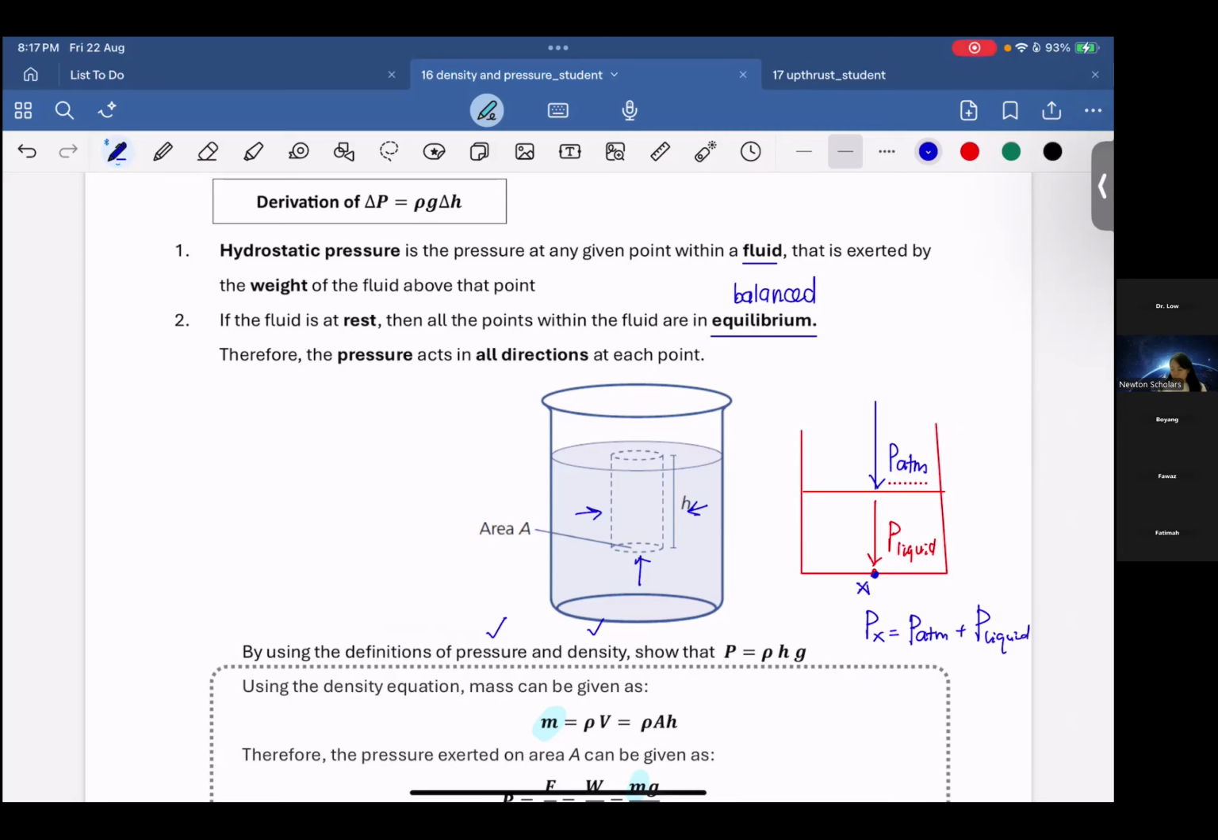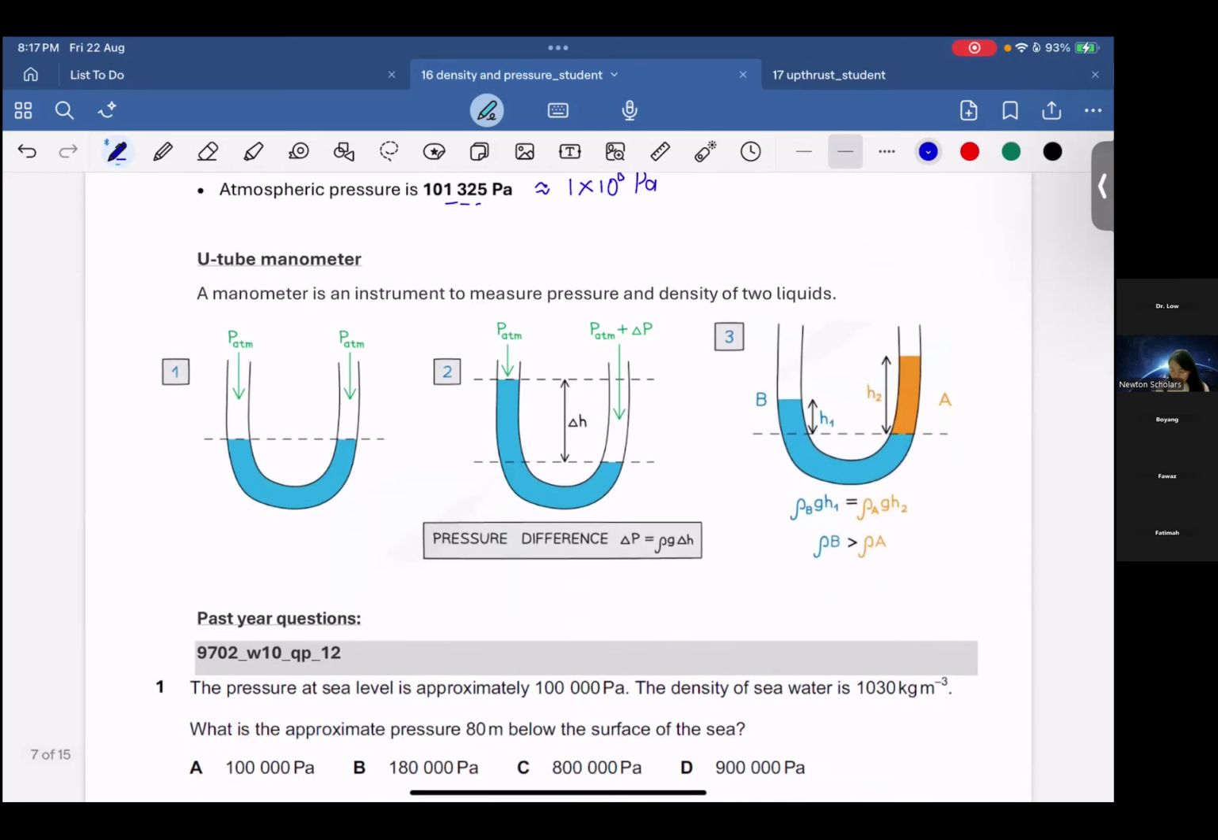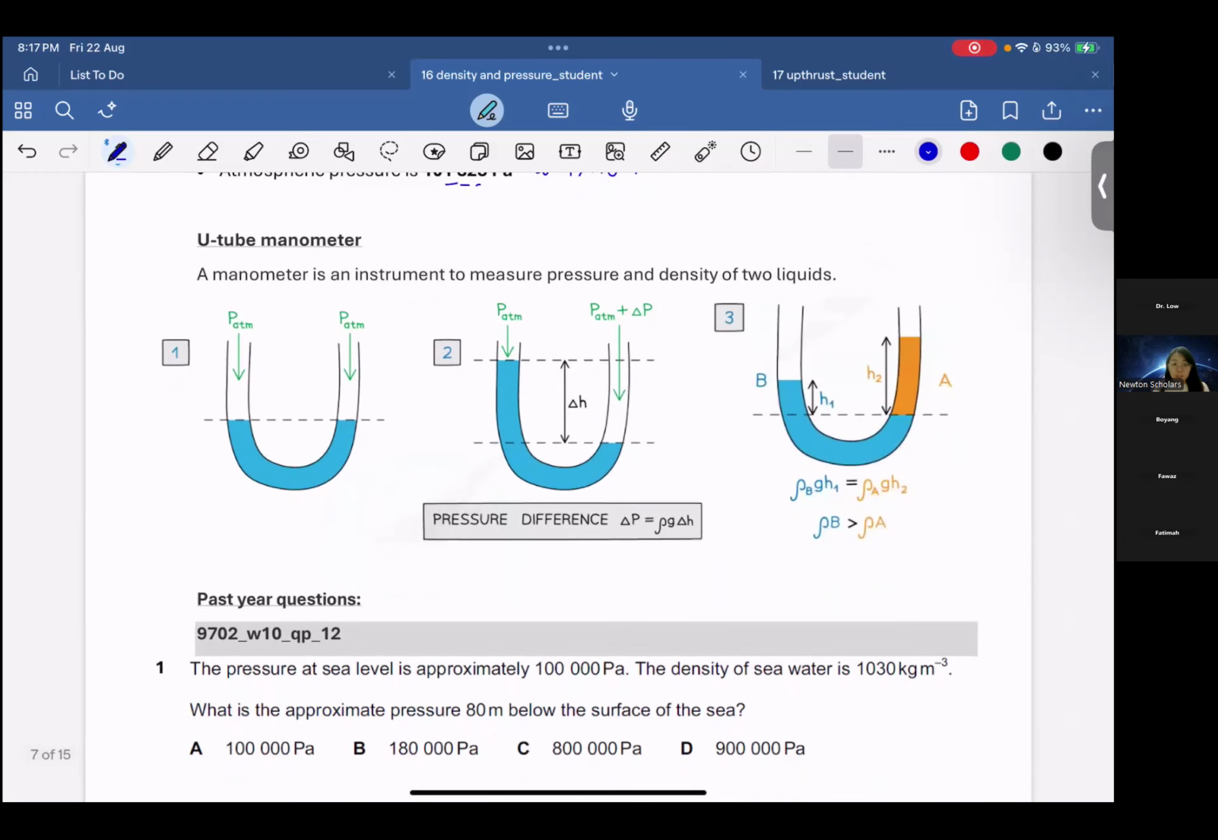So here, the total pressure is the hydrostatic pressure, that means the liquid pressure plus the atmospheric pressure. This atmospheric pressure value, no need to memorize, they will tell you. But roughly, we use 1 times 10 to the power of 5 Pascal. No need to be so specific or in so much detail. Roughly it's 1 times 10 to the power of 5. This one we learn in SPM, in IGCSE we didn't learn.